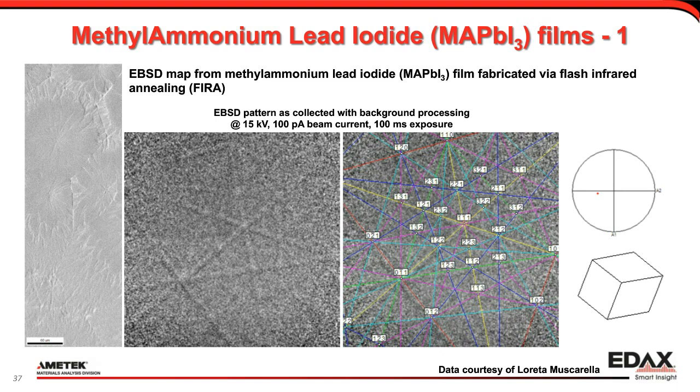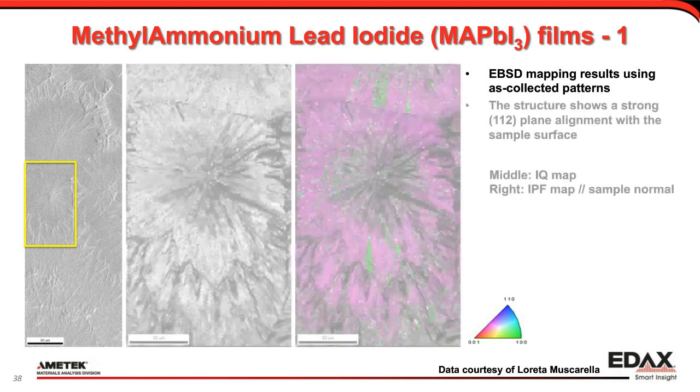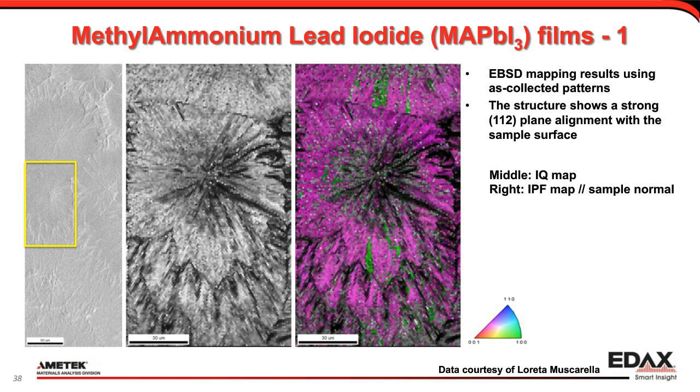So if I now go back to the EBSD map, the yellow area is the analysis field, and there is the flower that you can just recognize, the IQ map on the left and the IPF map on the right. And the IPF map shows the crystal direction sticking out of the sample. In this case, there seems to be a very strong 112 alignment with the plane normal.